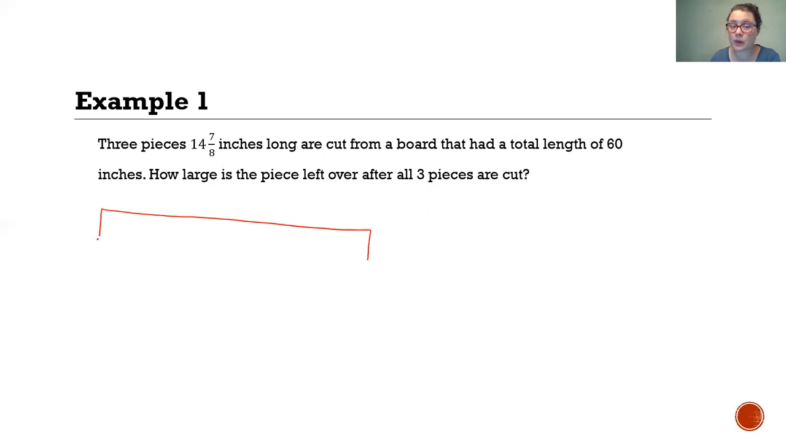Sorry, my drawing abilities on this are limited. So we could say, well, this is 60 inches, and we're going to cut 1, 2, 3 pieces, and we want to know what's left, and this is 14 and 7/8, and this is 14 and 7/8, and this is 14 and 7/8. So there's one way to classify your information. You might not have drawn a diagram. What I will often do is say I have 3 pieces that are 14 and 7/8 inches long. So 3 times 14 and 7/8. I often see it written that way. And then what's left?